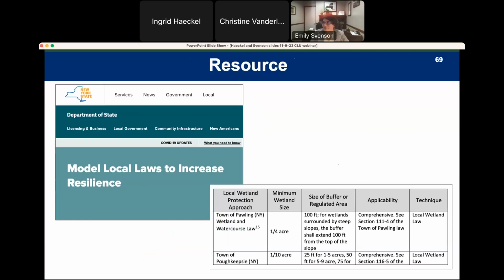And this resource, this guide that's available through New York State, provides a great resource on all different kinds of model laws that you can choose from that might work in your community. There's no concern about plagiarism. If you find a law that you like that someone else is using, imitation is the sincerest form of flattery when it comes to laws. So go ahead and use it and adapt it and make use of other people's work to benefit your community.